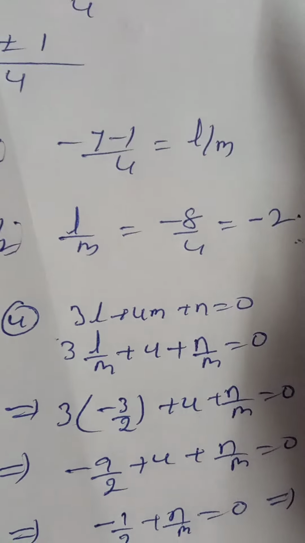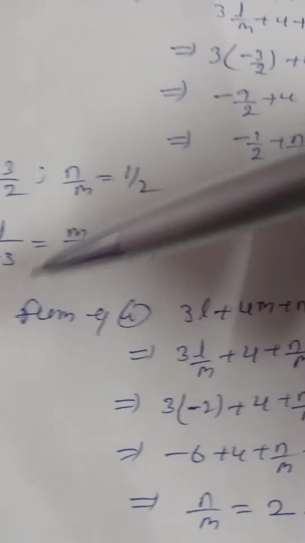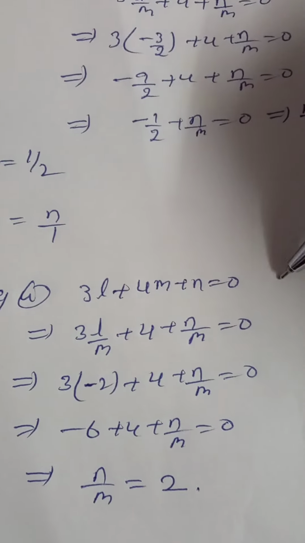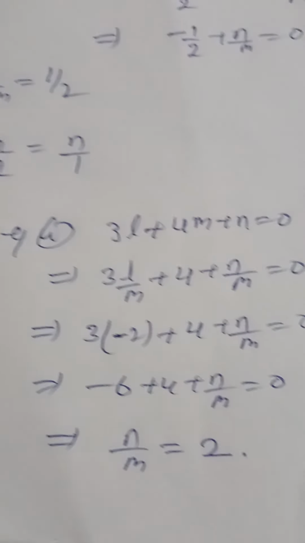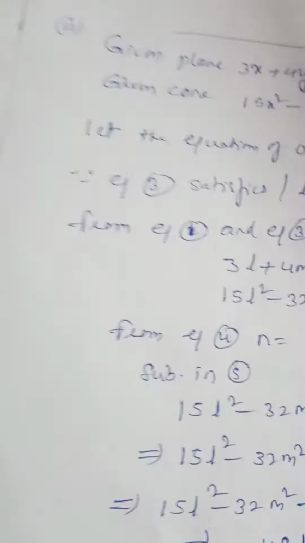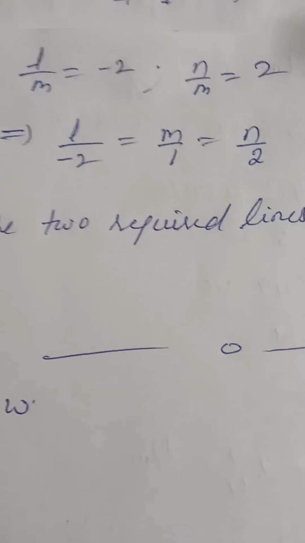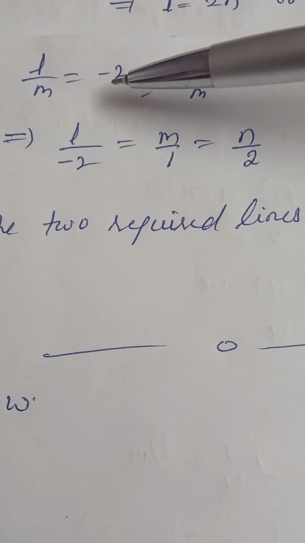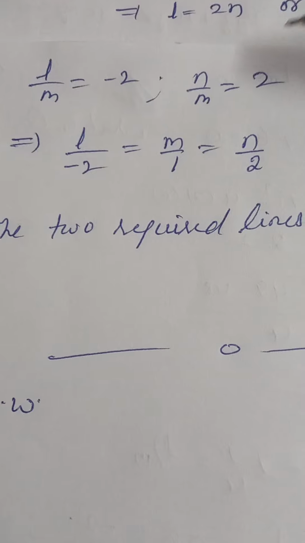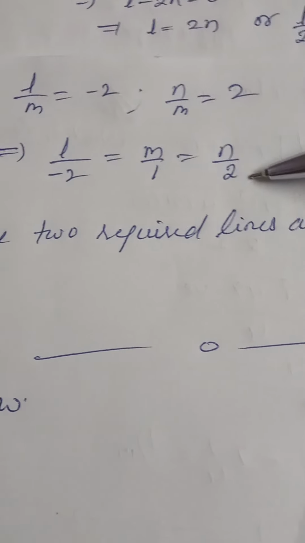And the second condition, that is l by m is equal to minus 2. There is another root, no? If l by m is equal to minus 2, again substitute that minus 2 in equation number 4. Now you will get n by m value as 2. Again grouping all the numbers: l by m is equal to minus 2, n by m is equal to 2. That means l is equal to minus 2, m is equal to 1, n is equal to 2. Right? l by minus 2, m by 1, n by 2.